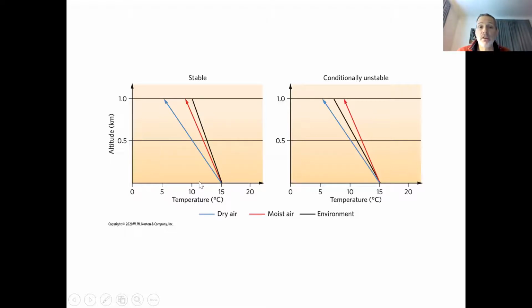If air is starting to rise up, we're looking at, in the blue line, this dry air that we don't have to worry about condensation occurring. So if we start looking at that blue line, that air is always going to be cooler than the air around it. And so as a result, if the air rises, it's going to cool off. We call this cooling associated with the change in air pressure adiabatic temperature change.